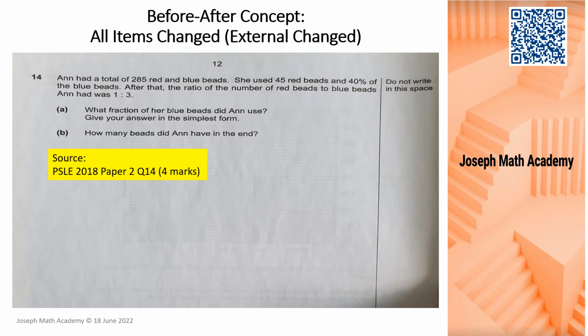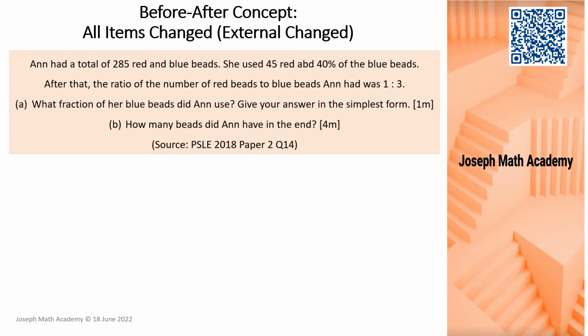Now, to illustrate how to go about solving before after concept or items changed questions, I'm using this PSLE question, 2018 paper 2 question 14. It is a 4-mark question. Alright, I'm going to begin. N had a total of 285 red and blue beads. So we know the total beads, but from the very first line, we can't do much. Okay, I'm going to read on.